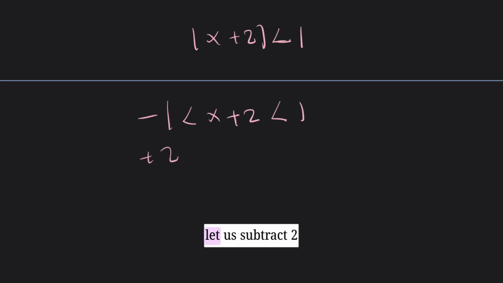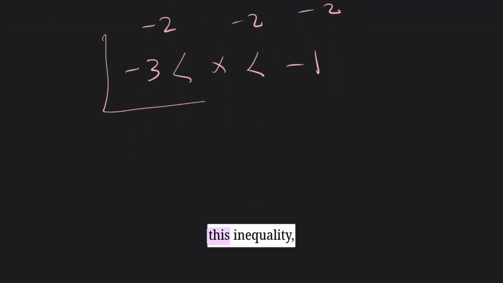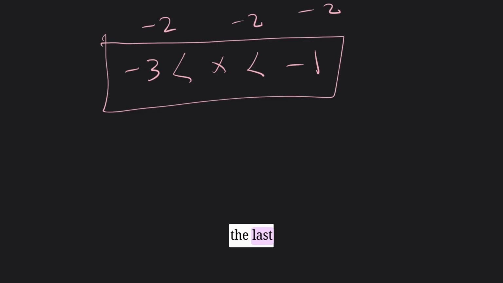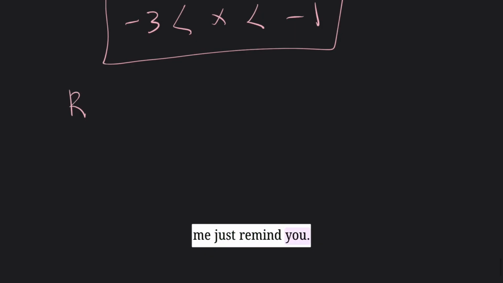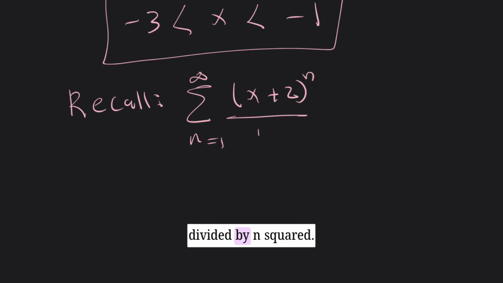Let us subtract 2 throughout. -2, -2, -2. So you have -3 less than x less than -1. Now when you find this inequality, this is not the last answer or the final answer, because we need to test the endpoints. So let me just remind you. So recall that the series is the summation from 1 to infinity of x plus 2 to the n, then everything divided by n squared.